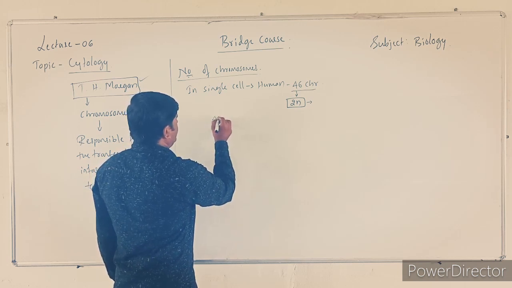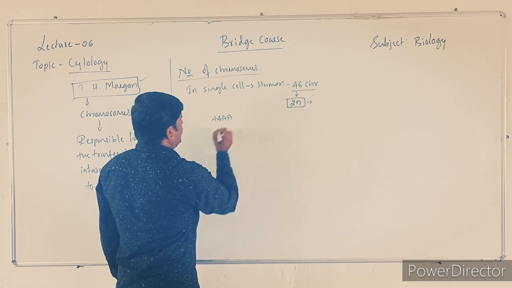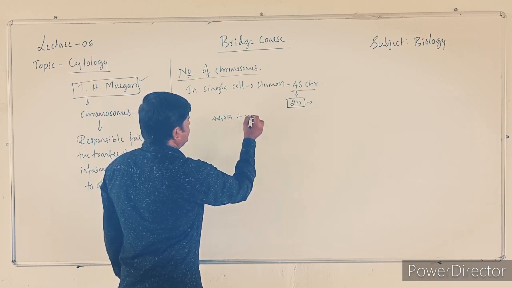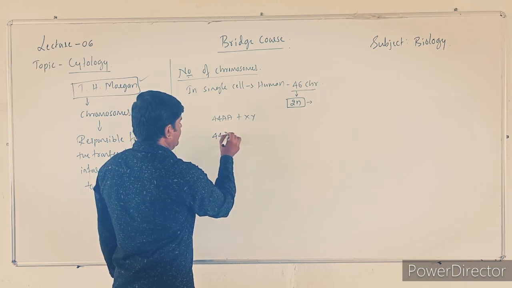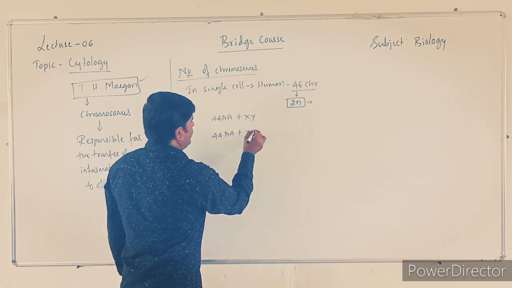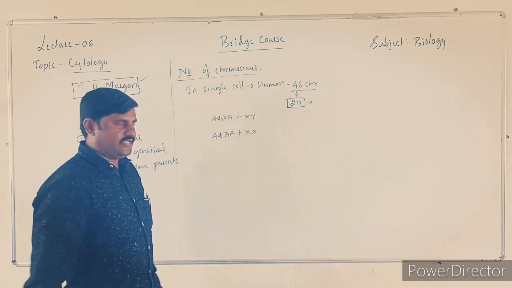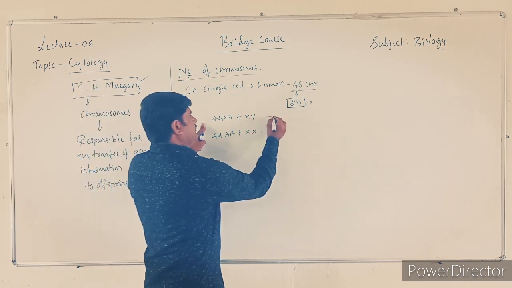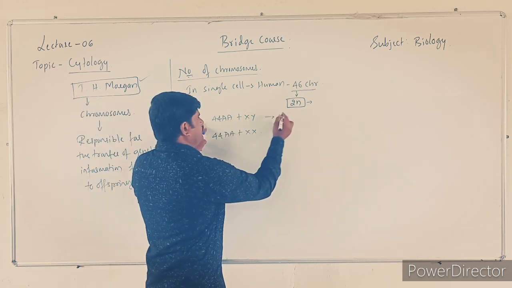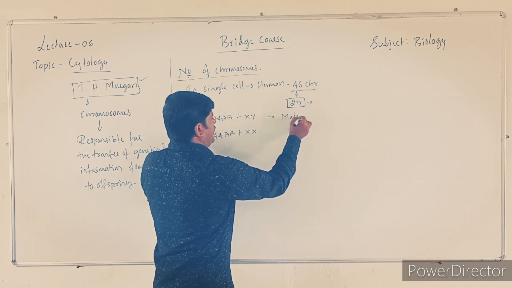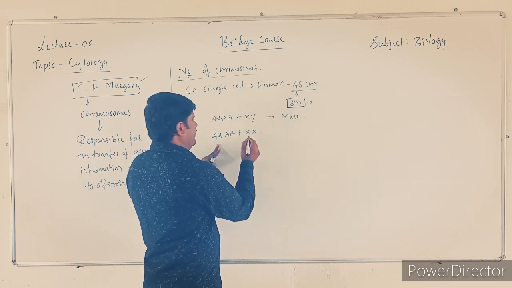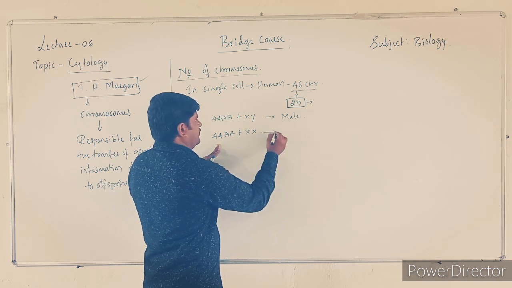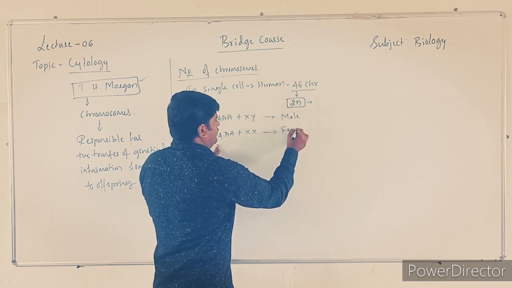So 44 AA plus XY, and 44 AA plus XX. This way we can indicate. So this is the chromosomal constitution present in male. Y indicates male and X indicates female. This is in female.